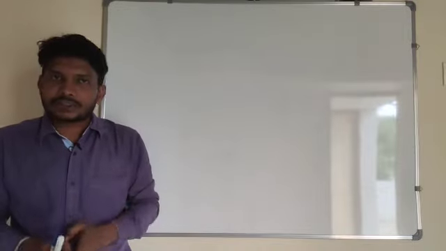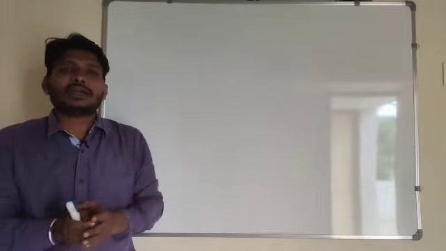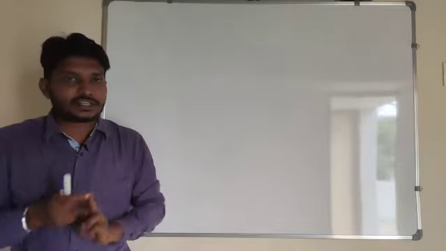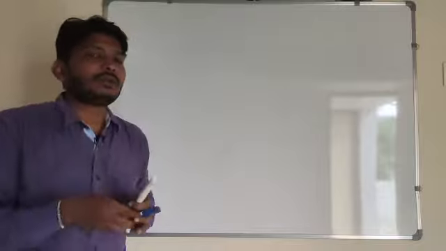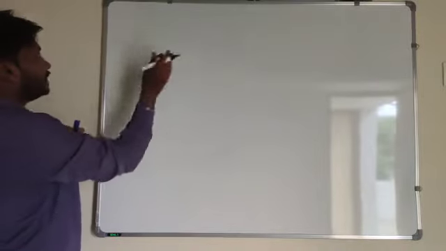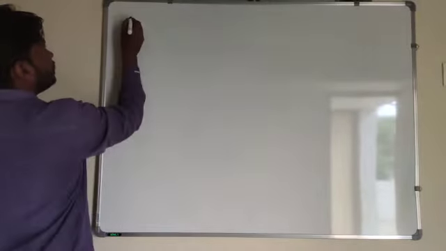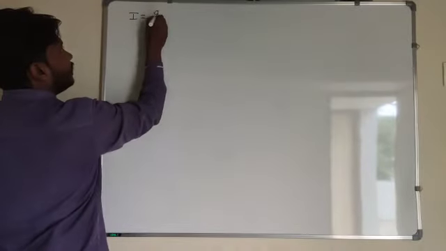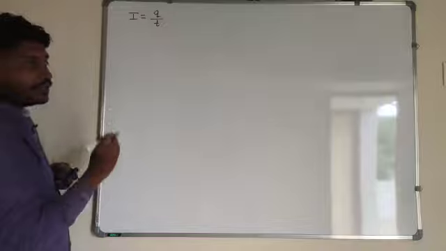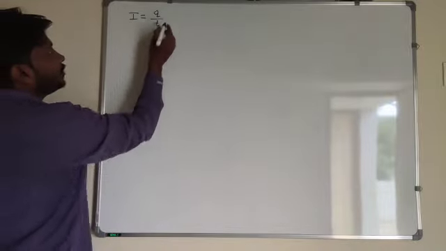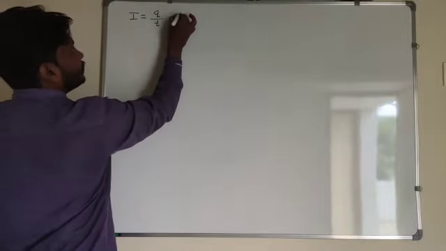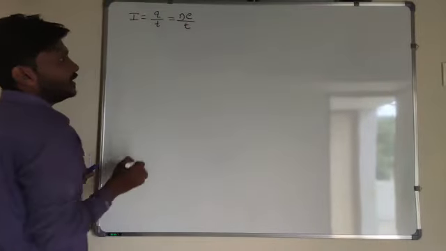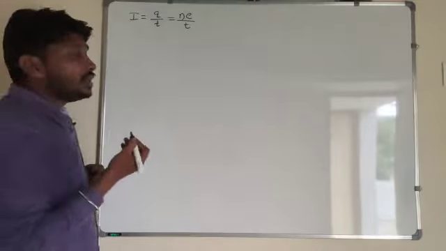In today's session, let me focus on some neat questions related to current and resistance. I will brush up the formulas as we already discussed in previous sessions. We know that current I is the rate of flow of charge, so I is equal to Q by T. From the quantization of charge, Q is equal to N into E, so we can write N into E divided by T.